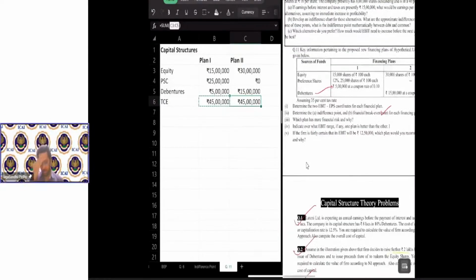Now, we have to compute EBIT-EPS coordinates, indifference point, financial break-even point. A lot of things are to be done about that. Right now, let's just perform two basic calculations over here. That is, let's obtain the break-even point for each financing plan and also look at the indifference point. So first talking of the break-even point.